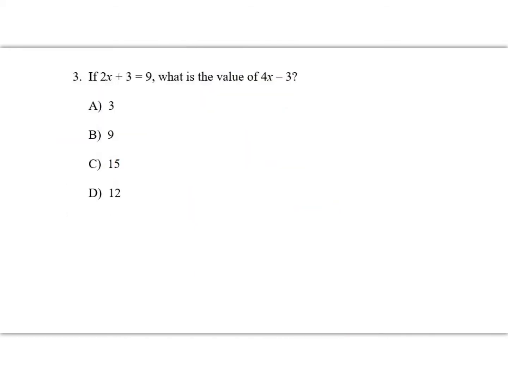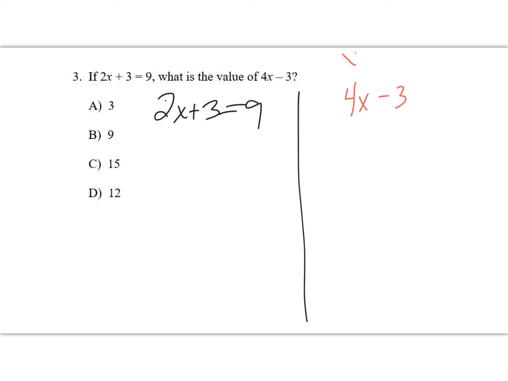All right, next one. If 2x plus 3 is 9, what is the value of 4x minus 3? This one is a two-part problem, folks. Okay, we're going to solve for x with the 2x plus 3 is equal to 9. Then after you're done, we're going to take the value of x that we found, whatever we find over here, and we're going to put that answer in. So again, we are going to solve this out first, get our x, and then substitute it into this and solve that again.